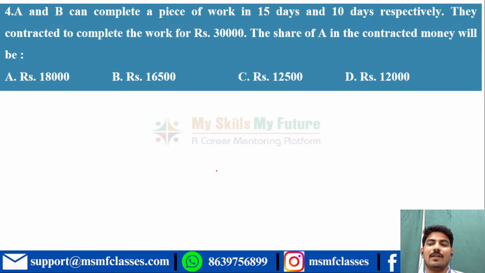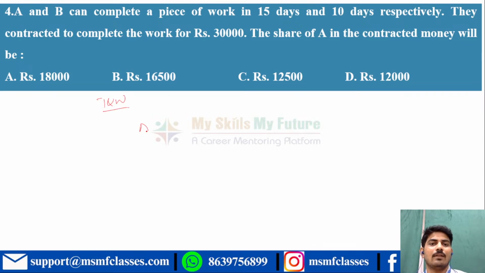A and B can complete a piece of work in 15 days and 10 days respectively. They contracted to complete the work for rupees 30,000. The share of A in the contracted money will be? So we need to find the share of A among the contracted amount. This also comes under the time and work topic.